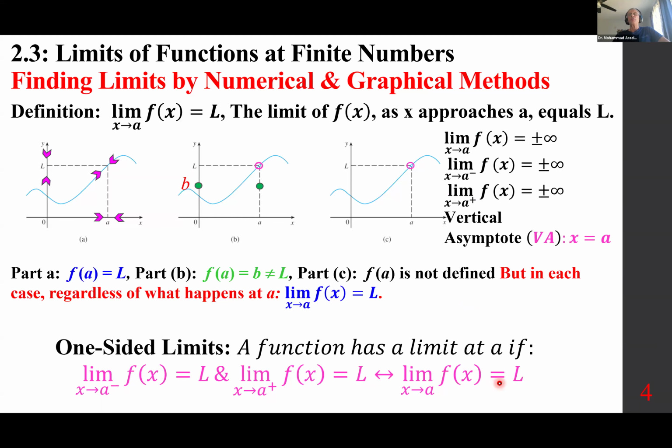Finally, the definition of a VA, short for vertical asymptote. If the limit of f of x as x approaches a, or a from the left or a from the right, is either negative or positive infinity, it gives rise to the equation x equals a being the vertical asymptote of the graph.